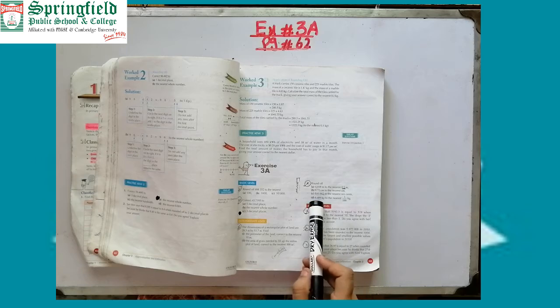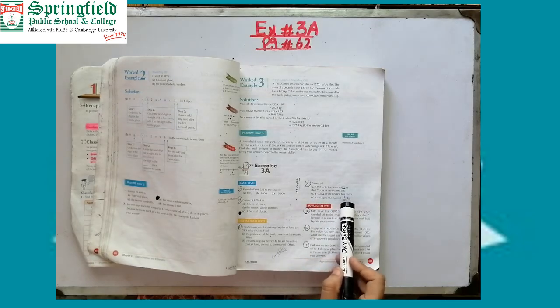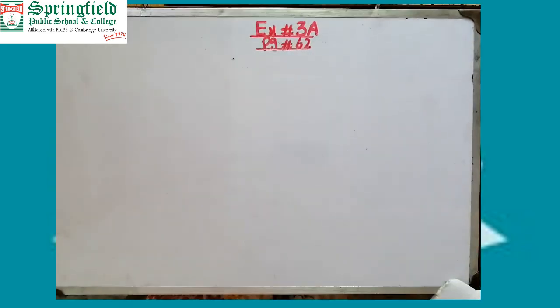Fine. Okay, now C part. C part is $10.982 to the nearest 10 cents, and they are saying that round off this number to the nearest 10 cents. Okay, now C part of question 4.